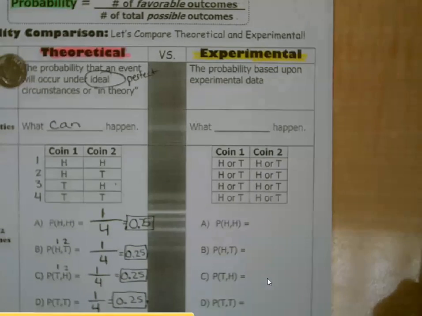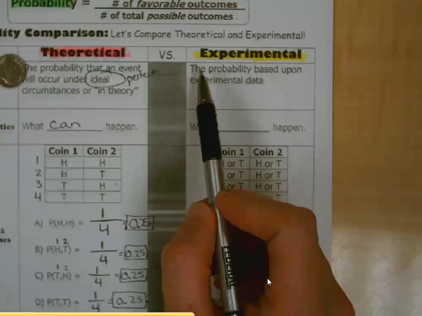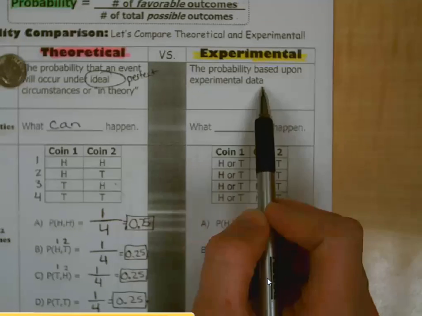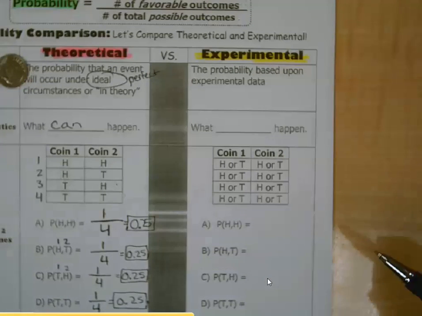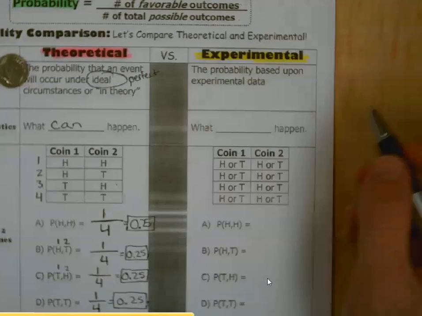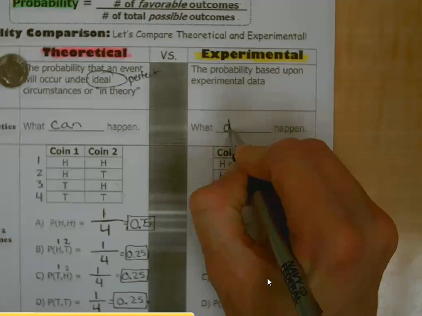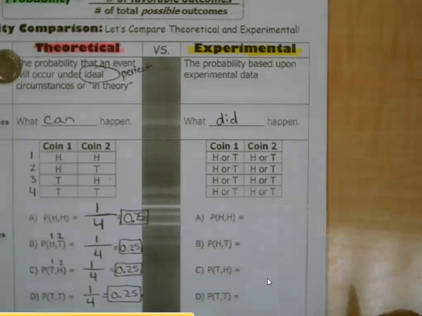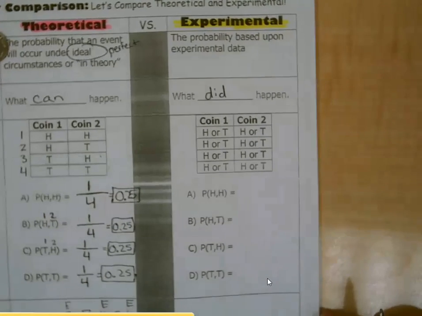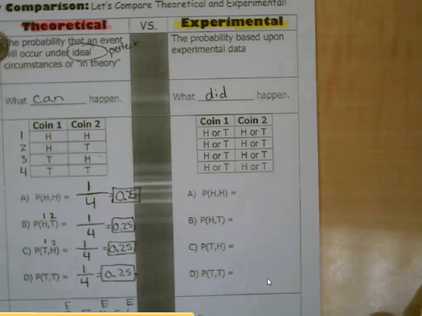Experimental probability is the probability based upon experimental data. So we're going to look at what has happened and try to predict what will happen. Experimental probability is what did happen. So, in order to calculate experimental probability, we need to figure out a couple experiments.